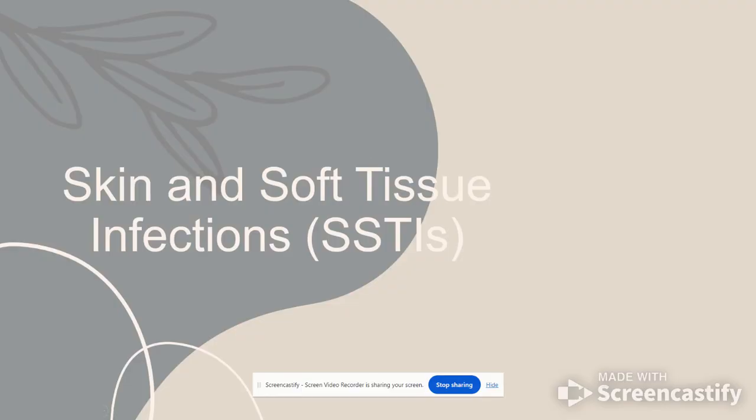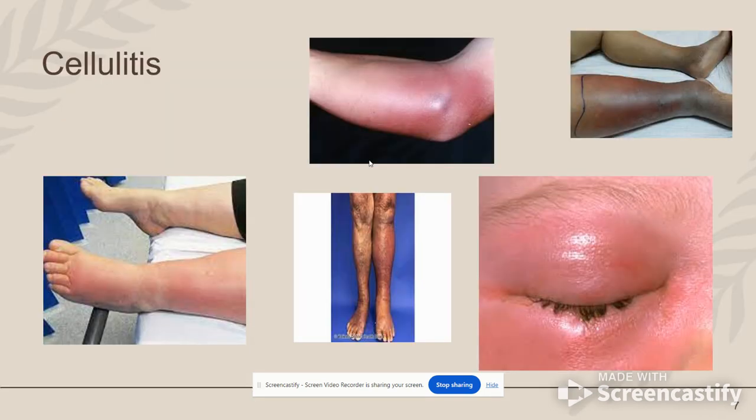All right, so the first disease process we're going to talk about is skin and soft tissue infections, abbreviated as SSTIs. And the first one we're going to talk about is cellulitis. So cellulitis is an acute deep bacterial infection of the skin. It typically affects the arms and legs, more so seen on the lower extremities, but it can also develop around the eyes, the mouth, the anus, or on the abdomen. It typically occurs after there's been some type of injury, which causes a break in the skin.